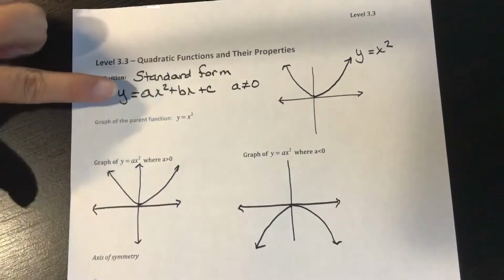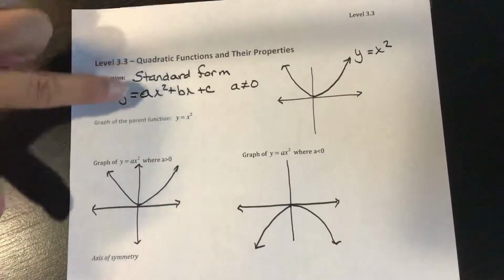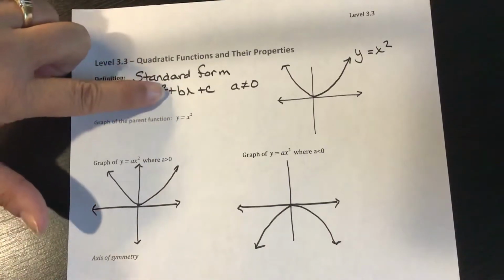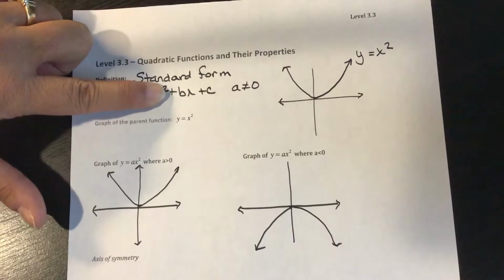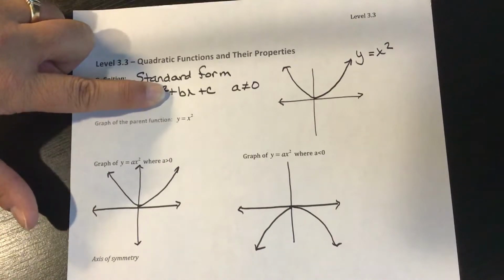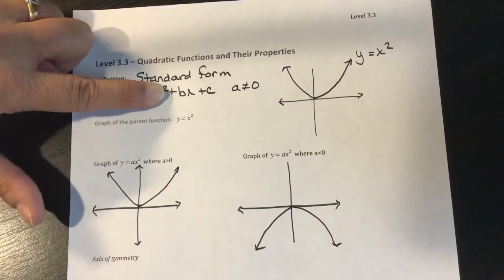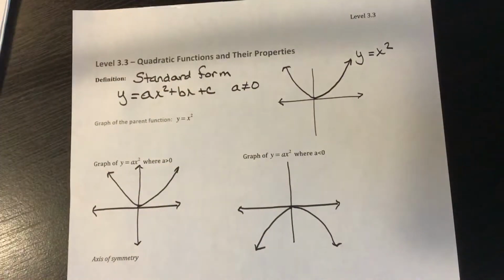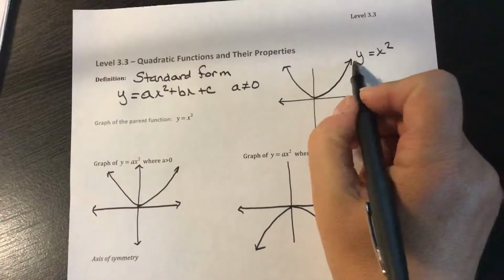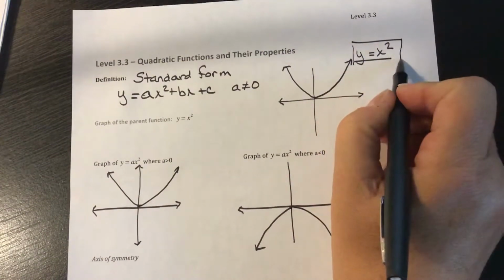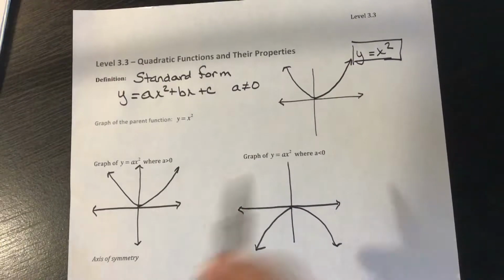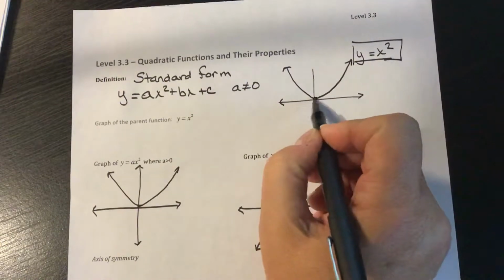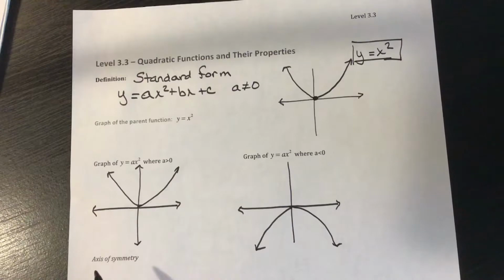Because if a were to equal 0, that means that this first term is going to equal 0, and we're left with bx plus c. And we know from the last unit that this is a linear equation and it would not make it quadratic. And the graph of a quadratic function is a parabola, and we've looked at the graph of the parent function, which is y equals x squared, and we have a parabola with the vertex centered at the origin.